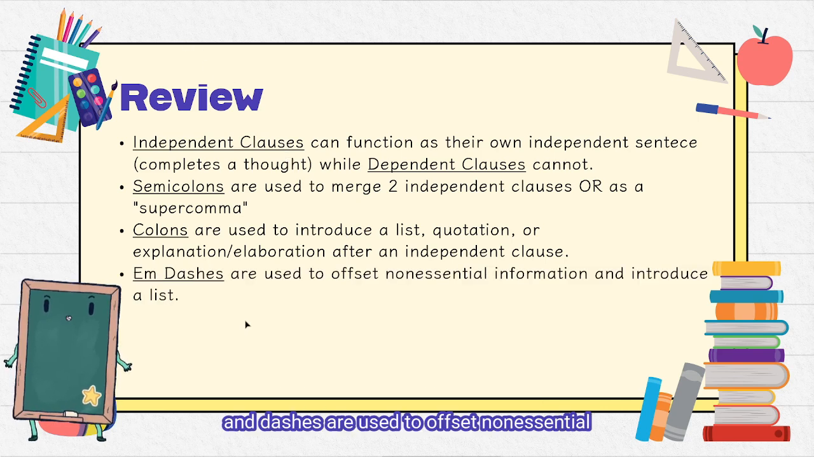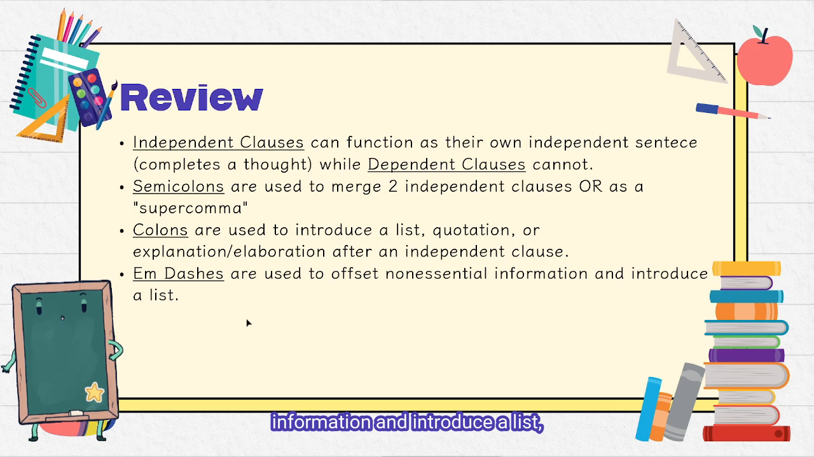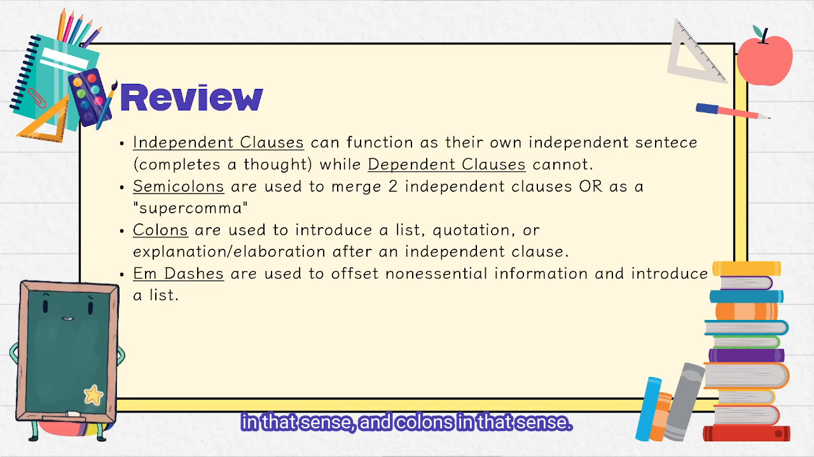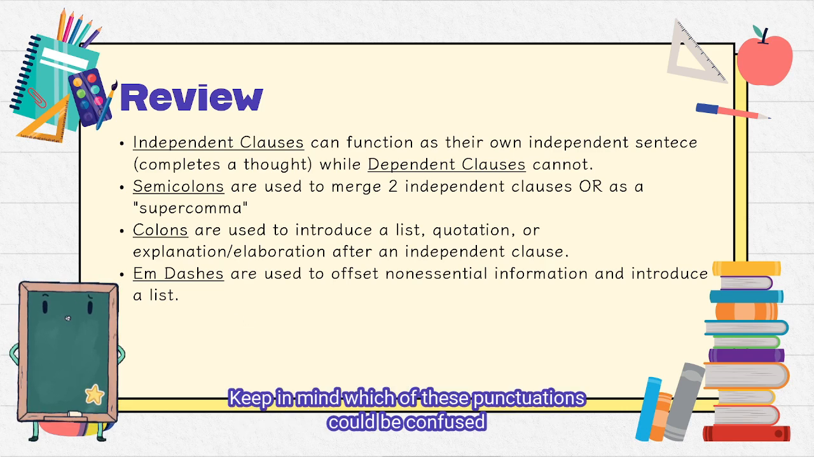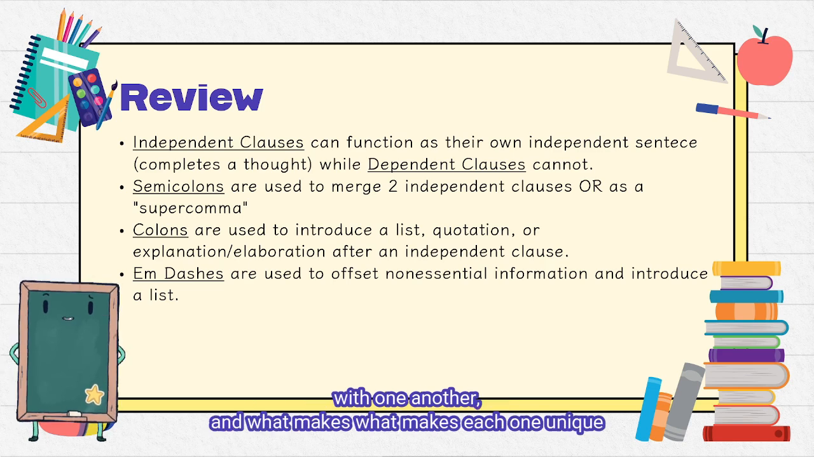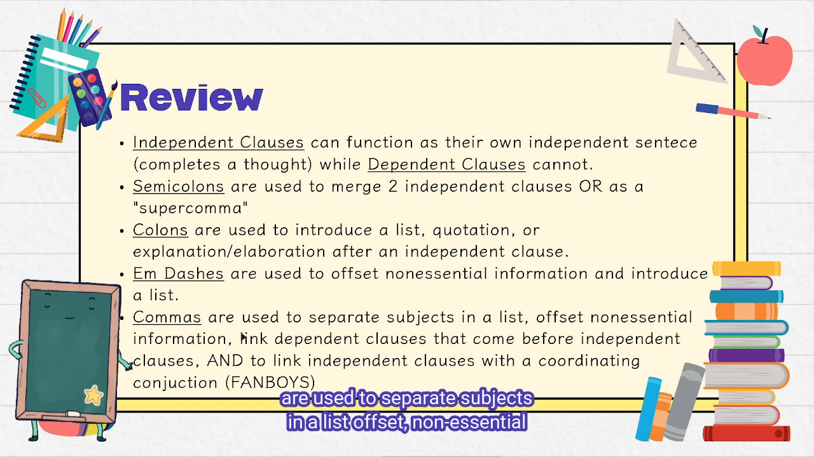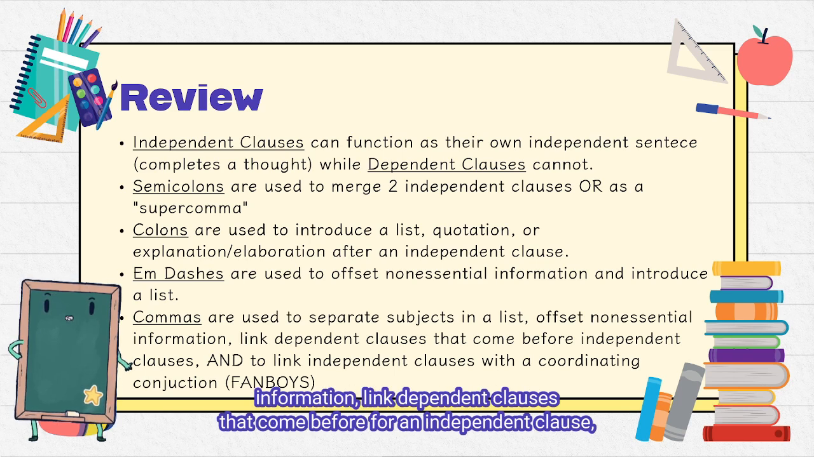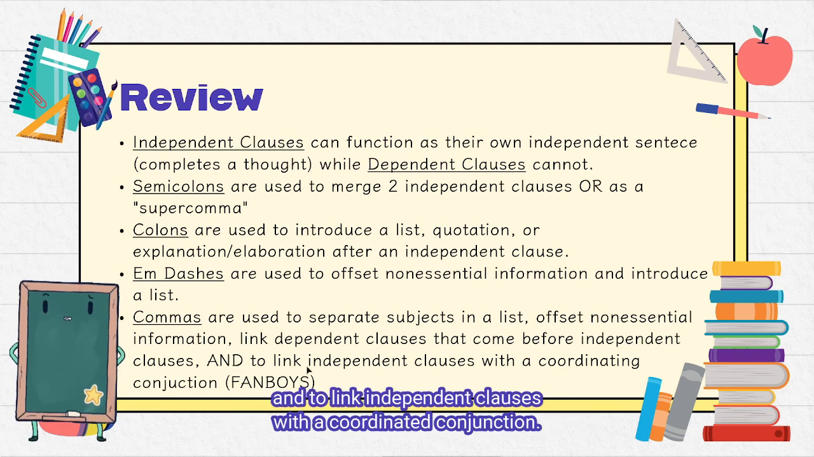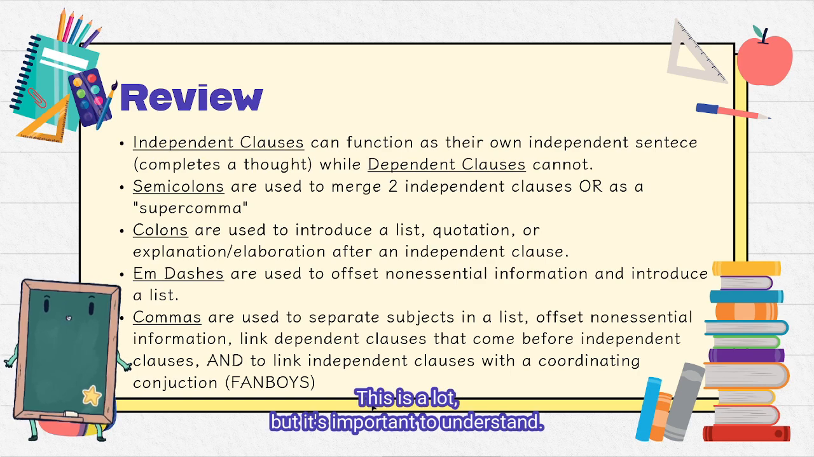Em dashes are used to offset non-essential information and introduce a list. So it has similar uses to commas in that sense and colons in that sense. Keep in mind which of these punctuations could be confused with one another and what makes each one unique. Commas are used to separate subjects in a list, offset non-essential information, link dependent clauses that come before an independent clause, and to link independent clauses with a coordinating conjunction. FANBOYS. This is a lot, but it's important to understand.